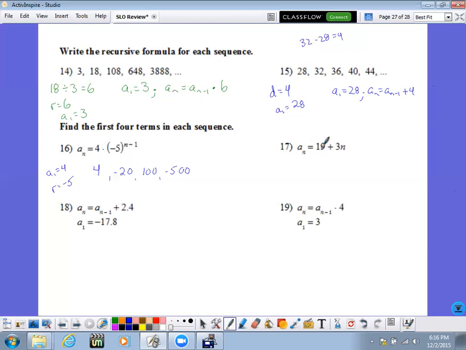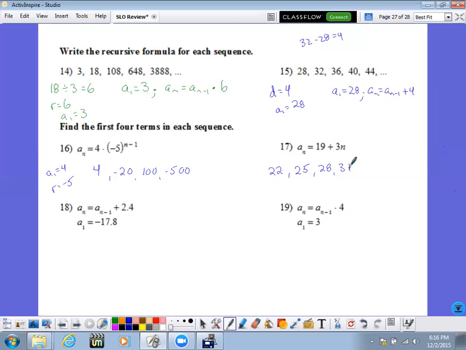If I look at this one I can plug in a 1. If I plug in a 1, 3 times 1 is 3, plus 19 is 22. And then I know that every single time I'm going to be adding 3. So there's 25, 28, 31. Or I could just plug in a 2, plug in a 3, and plug in a 4.